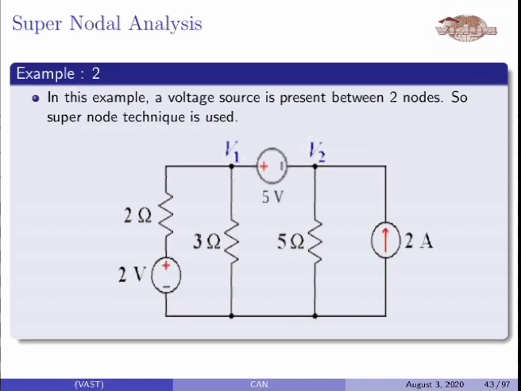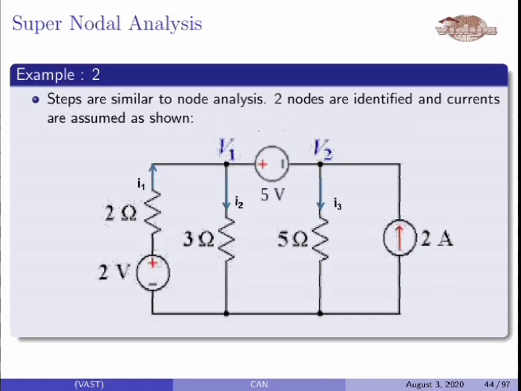Then you have to assume the currents through different branches. As in the previous case, I assumed the current through the 2 ohm resistance as I1, the current through the 3 ohm resistance as I2, and the current through the 5 ohm resistance as I3, as in the figure. So nodes are identified and the branch currents are assumed suitably.